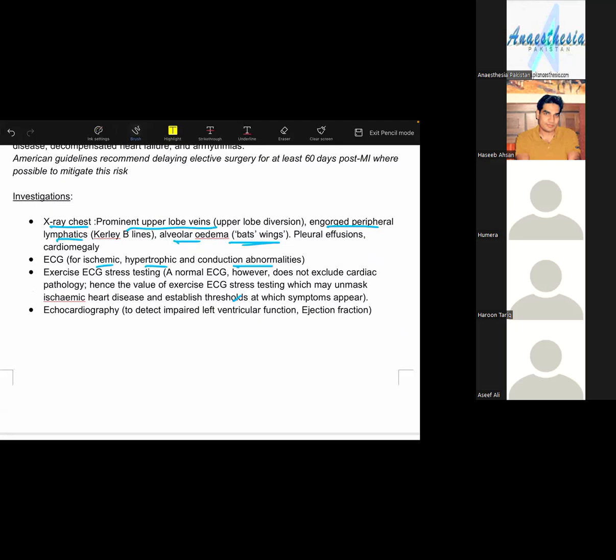palpitation, syncope. What else? Syncope may have a lot of differential diagnoses: neurological problem, cardiovascular problem, respiratory problem, electrolyte imbalance, endocrine, hormonal, it may be anything. So syncope has so many reasons.